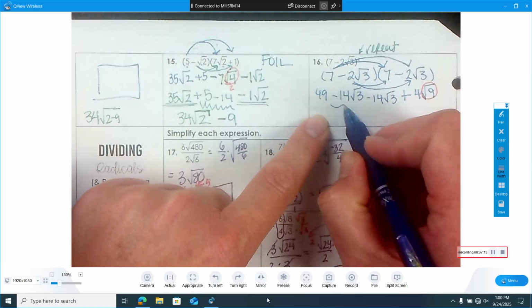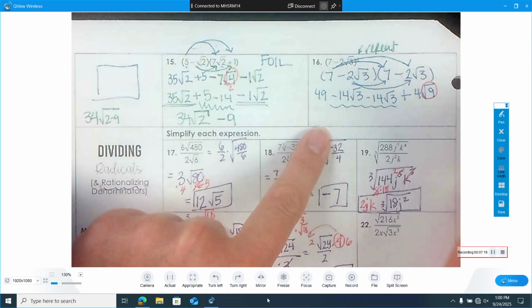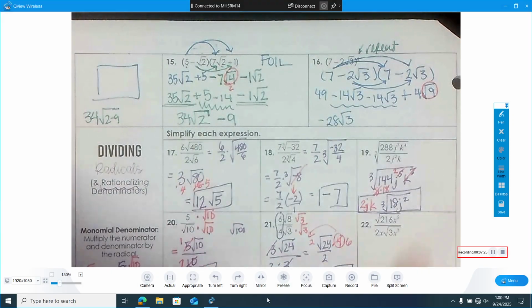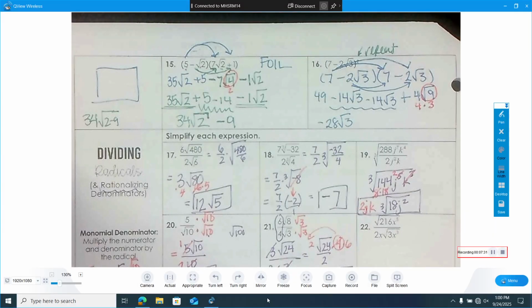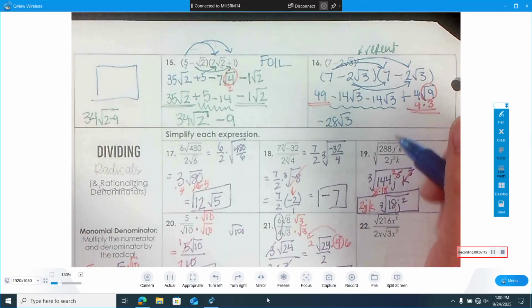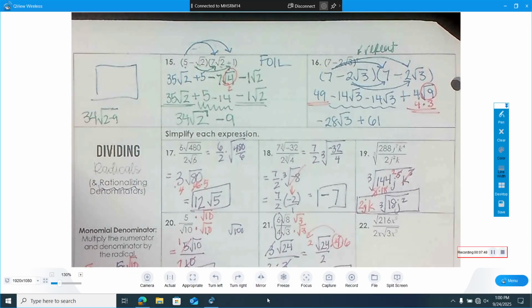All right, so I have a couple of negative 14 root 3s. What does that give me? Negative 28 root 3s. And then that 4 root 9 becomes 4 times 3 because the square root of 9 is 3. So that's really 12. So then what is our 49 and 12? That gives me 61. So positive 61. Any questions on those? Easy, yeah?